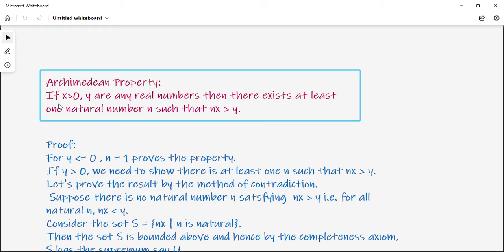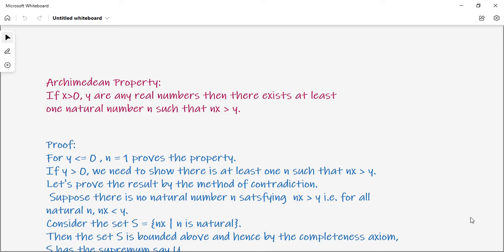The Archimedean property says that if x greater than 0 and y are any real numbers, meaning x is positive, that is the only condition, and y is any real number, then there exists at least one natural number n such that n times x is greater than y. So for any x and y, only x has to be positive. For y you can find n such that nx will always be greater than y. This is the meaning of the Archimedean property.